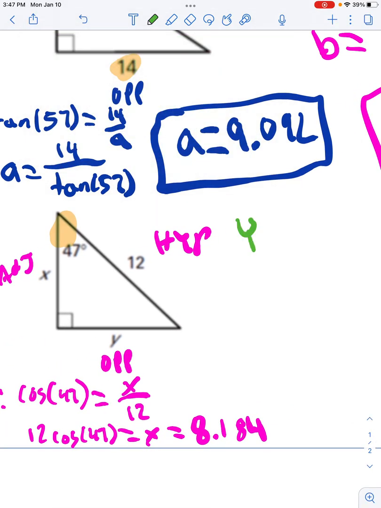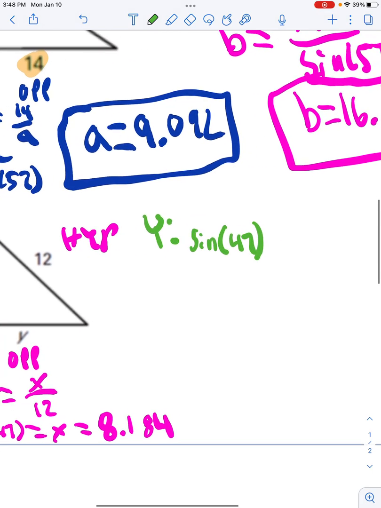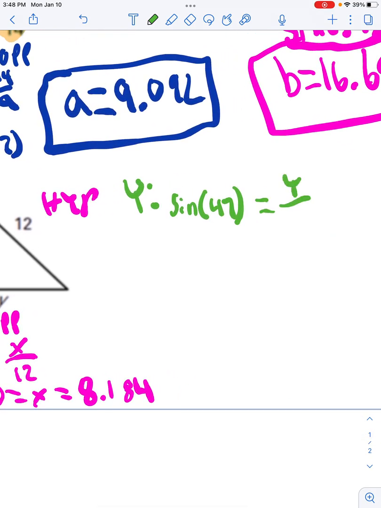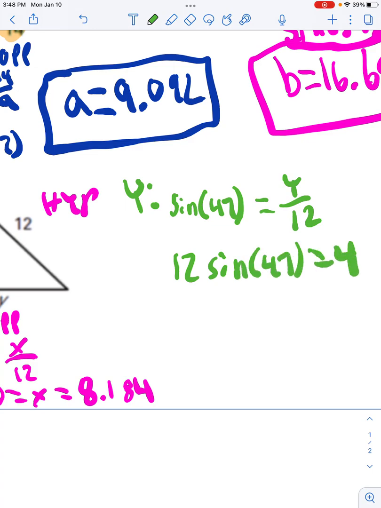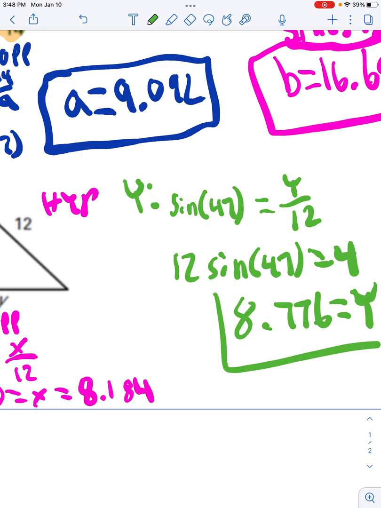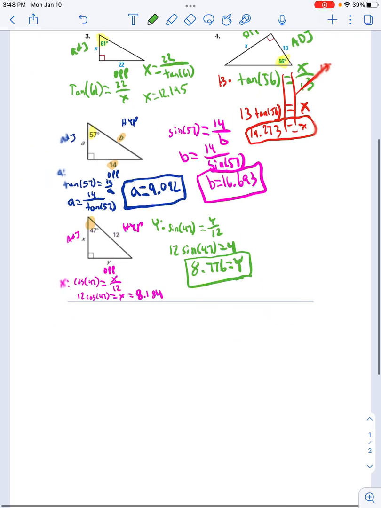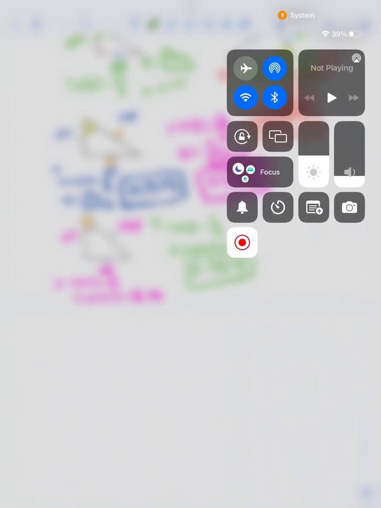And then let's solve for Y. We'll choose a different color. Solving for Y, I'm going to use opposite and hypotenuse this time, so that's sine. Sine of 47 is opposite over hypotenuse. Multiply by 12. 12 sine 47 is 8.776. There you have it.